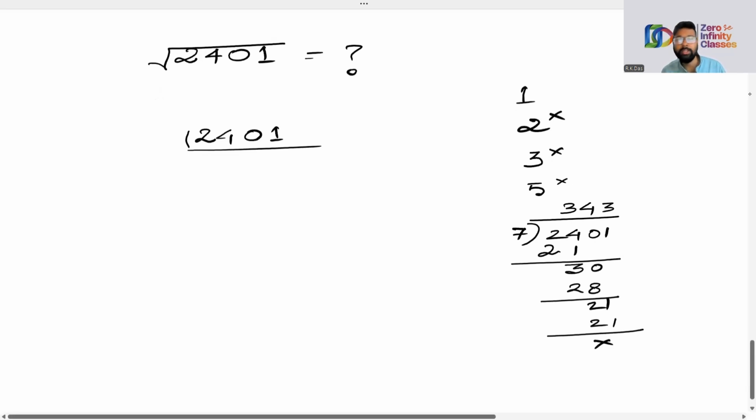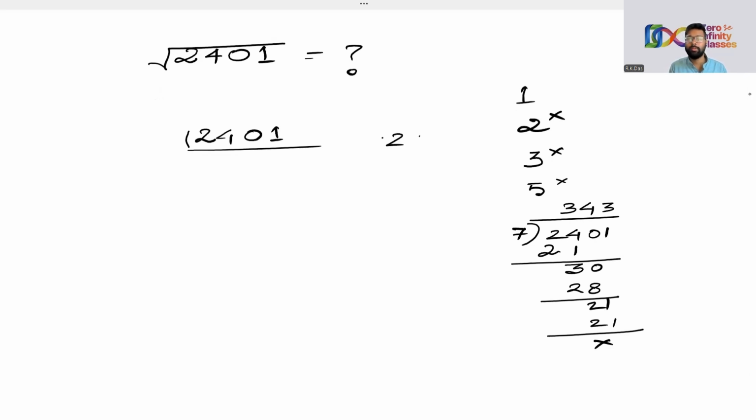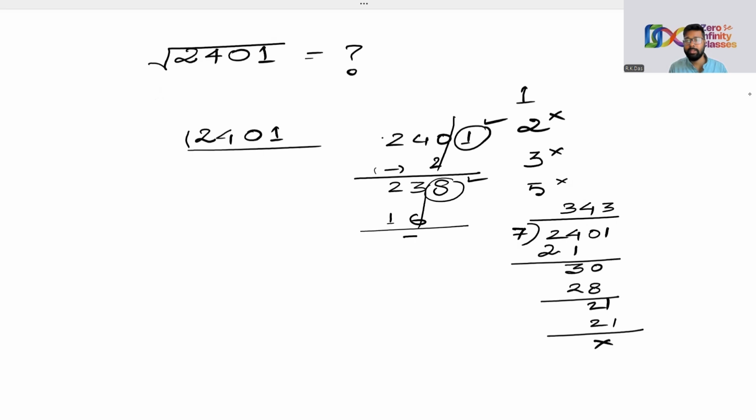And we can use the divisibility rule of 7 as well. For 2401, just double the last digit, which is 2. Subtract 2 from 240, which is 238. Again, double 8, which is 16. Subtract it from the rest of the digits, which gives 7. 7 is divisible by 7, so 2401 is divisible by 7. So I'm writing 7, 343.